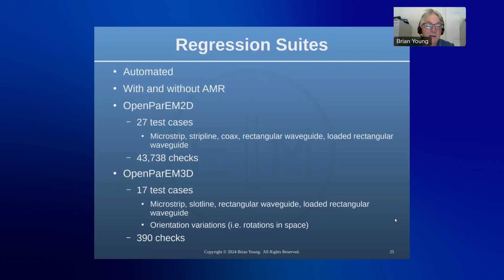For the 3D simulator, I'm up to 17 test cases covering a variety of port types. And in addition, there are variations of taking the same problem and rotating it in space in various orientations to make sure that the ports are correctly handled with respect to positive and negative directions on importing the fields and propagation constants, and so on. And so far, there's a total of 390 checks of S parameters in these test cases.